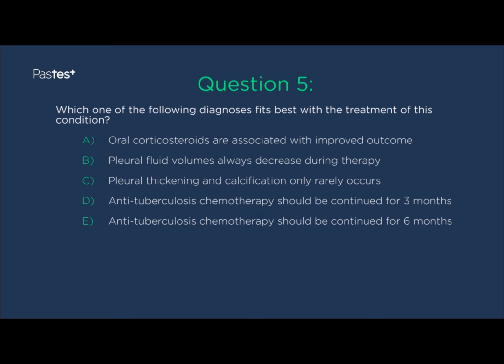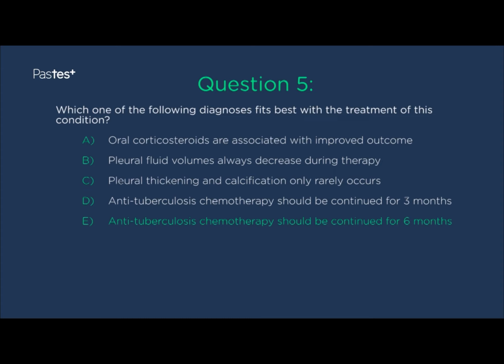The correct answer is E. Anti-tuberculous chemotherapy should be continued for 6 months. I'll talk through the other options one by one. Unfortunately, in pleural tuberculosis, oral corticosteroids do not really make much of a difference, so they aren't recommended routinely. During the course of treatment, pleural fluid volumes may initially increase before finally diminishing. Also, pleural thickening and calcification are quite common in pleural tuberculosis.